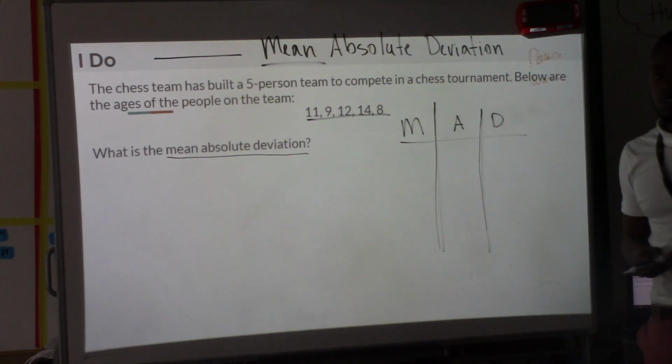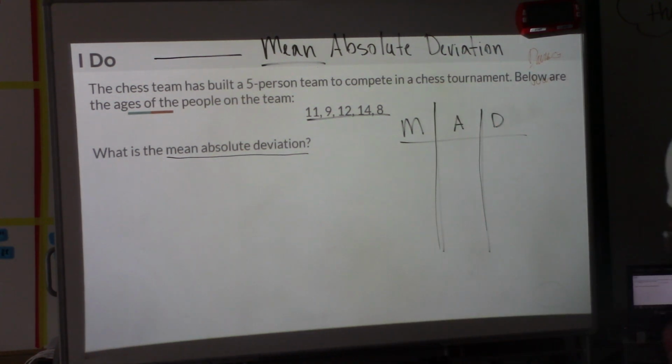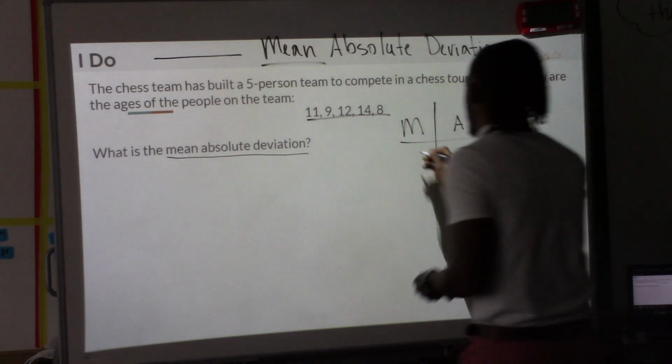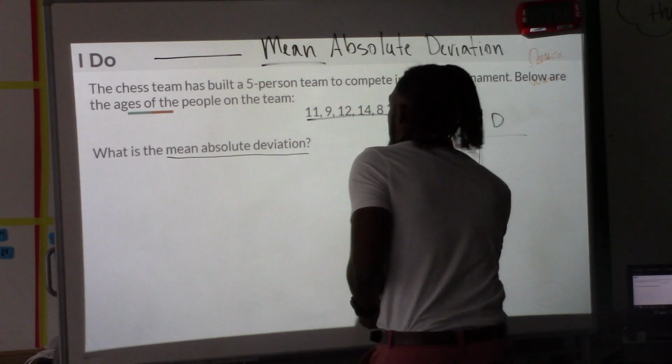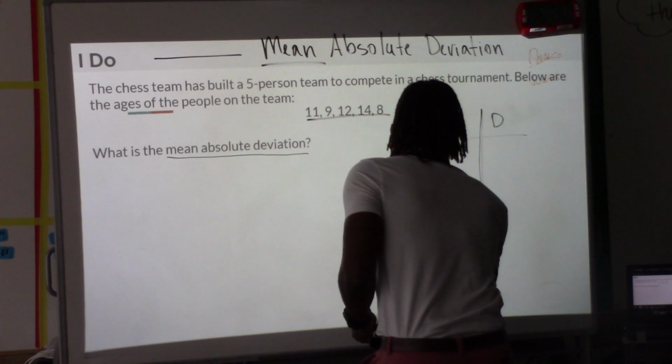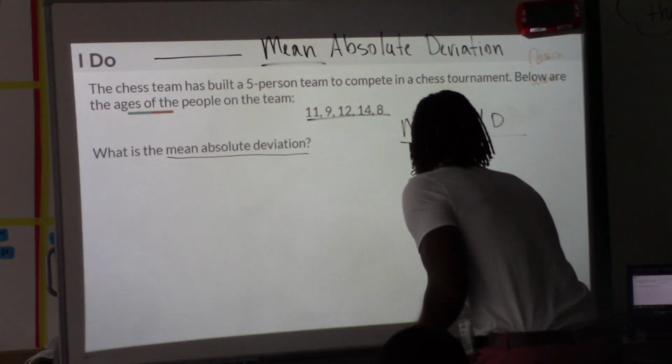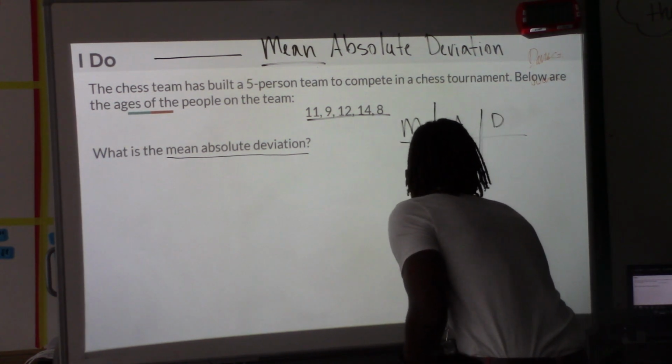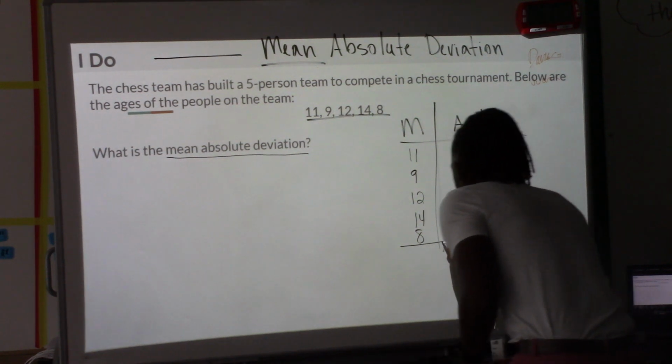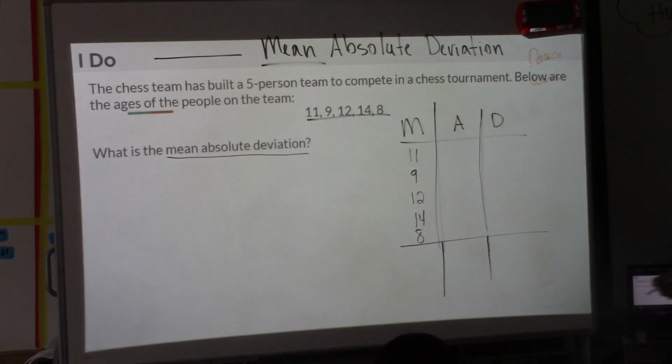Okay. So now in my first column, all I have to do is simply write the numbers that I have. Most of y'all are probably moving ahead, which is fine, but make sure that you're doing it completely correct. So check up here to make sure that what you're doing looks like what I'm doing, okay? So I wrote out all my numbers.